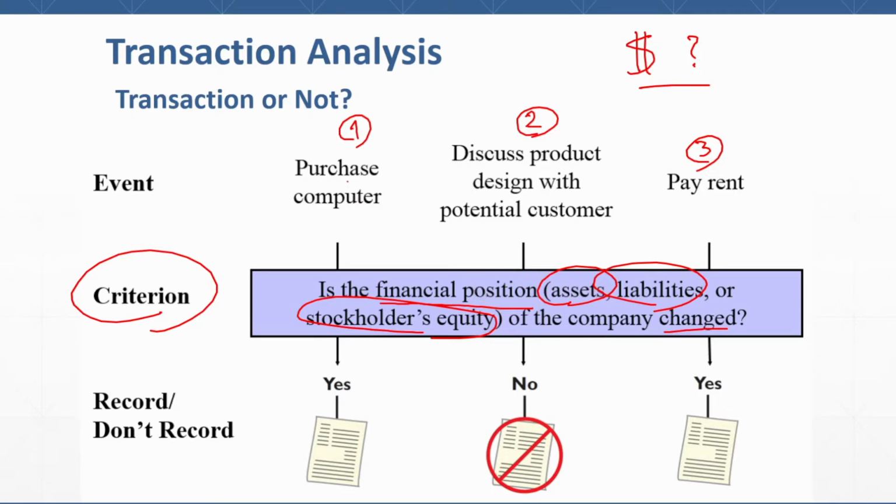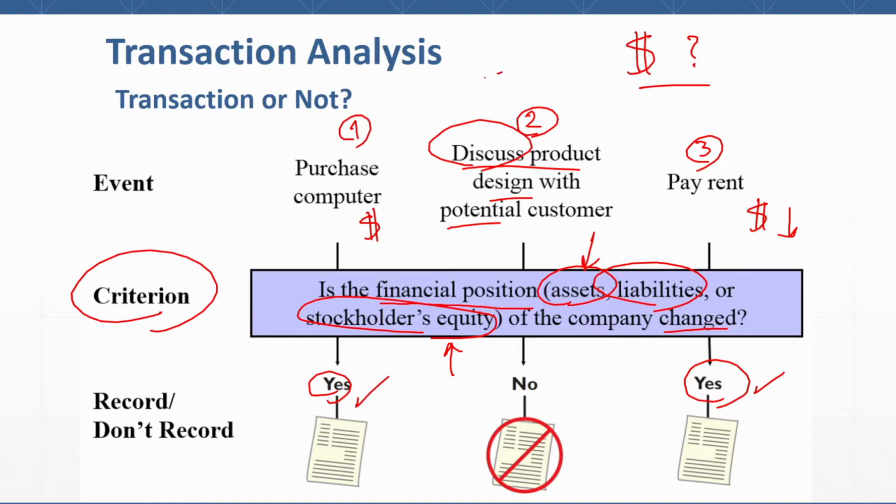Therefore, when we purchase a computer, of course, money is involved, the accounting equation is involved. Therefore, we record it. When we pay rent, we are losing money. Money is involved. Equity is involved. Expenses are involved. Therefore, the equation is changed, and we record it. Discuss product design with a customer: we are just discussing. There is no money involved. Therefore, we do not record this transaction.